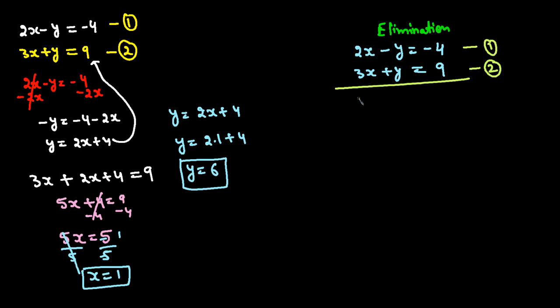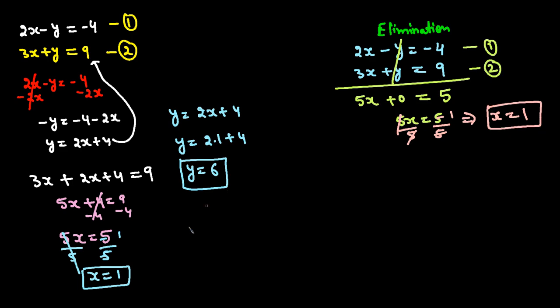So 3x plus 2x will be 5x, but this is negative y, this is positive y. When you add them, they're going to cancel out. So we're left with 0 here, is equal to minus 4 plus 9, which gives me plus 5. So you're left with 5x is equal to 5, and now divide both sides by 5. And this gives you, therefore, x is equal to 5 times 1 is 5, so x is equal to 1. See, we got the same answer.